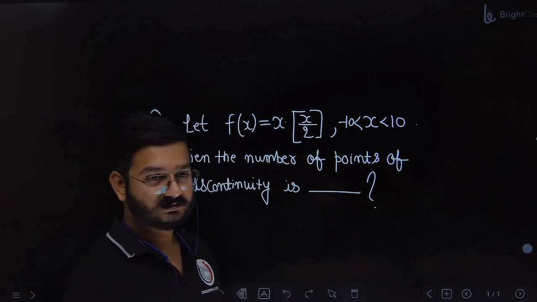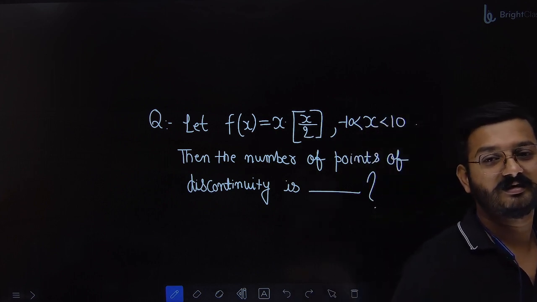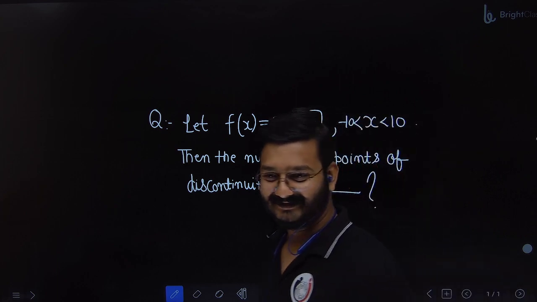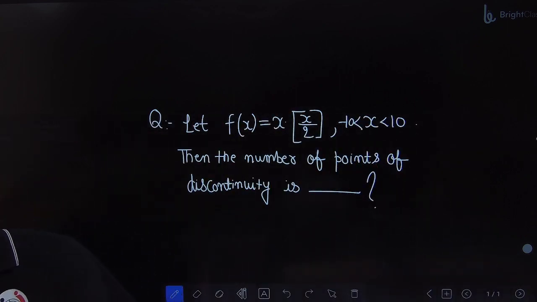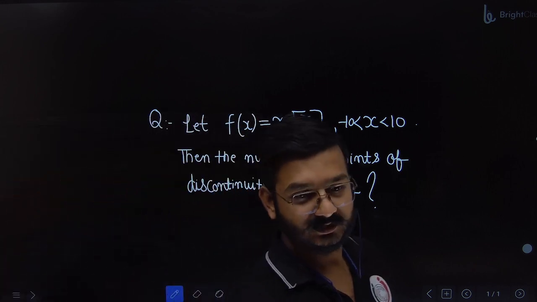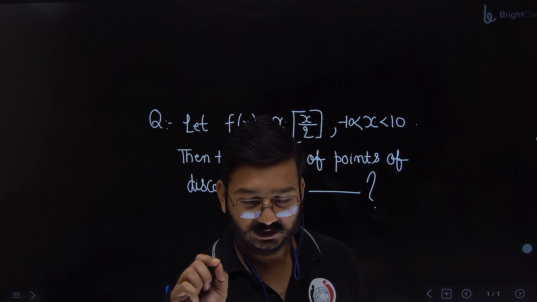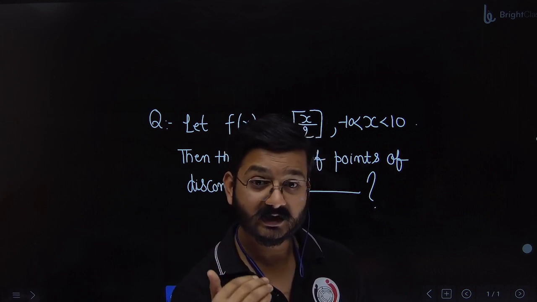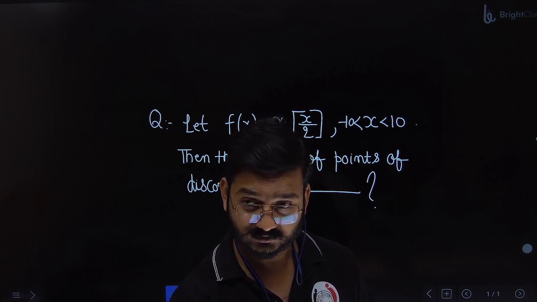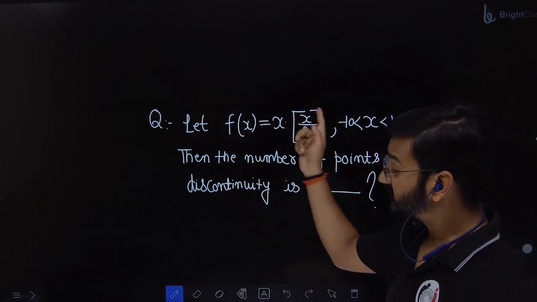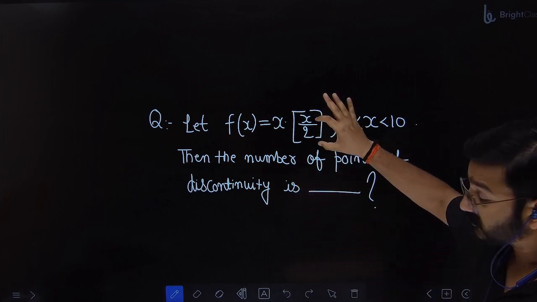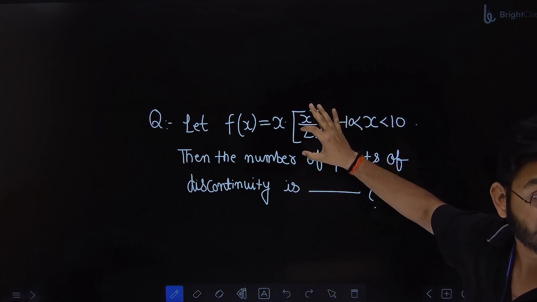There is nothing to solve in this. You can tell the answer without it. Zero. There will be no points of discontinuity. Let's recall the statement we discussed yesterday. Greatest integer function is discontinuous at all integral values. Okay. So this function will be discontinuous at all the points where x by 2 will be an integer.